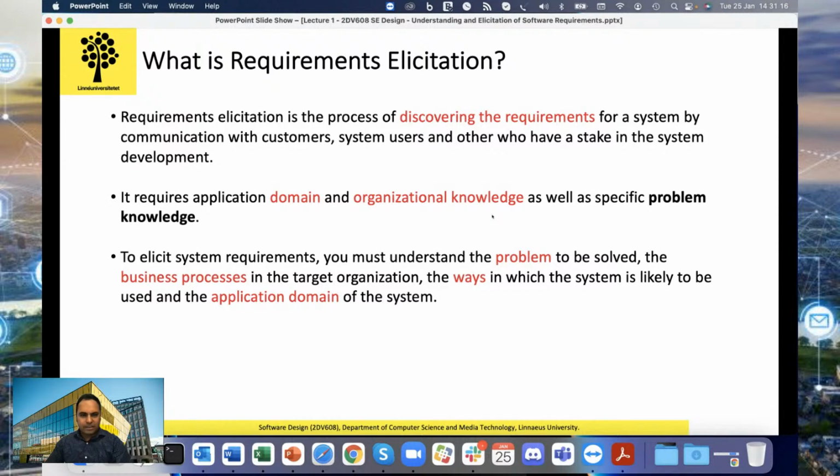Maybe I can ask a little question here. We are talking about requirements elicitation, but who is responsible for doing this requirements elicitation? Any idea from your side?